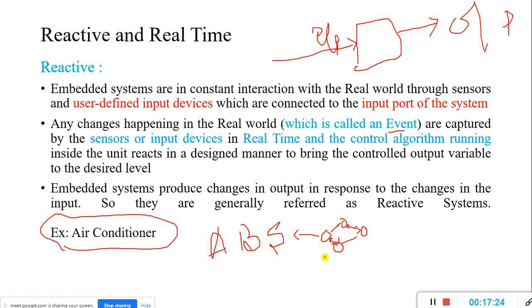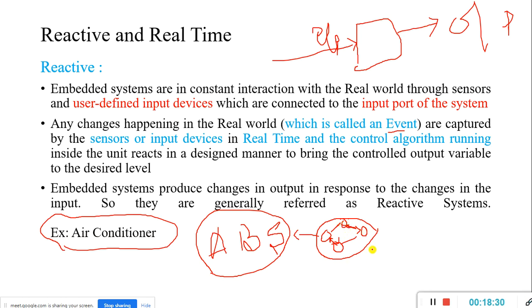Now what should be done? Even if the driver applied the brake, the job of the ABS is to release the pressure in the oil. What happens if I release the pressure in the oil? Due to the pressure, the tires got locked. After releasing that pressure, the oil comes back from the wheel, and the wheel starts rotating again. This is how it automatically controls, and effectively the speed of the vehicle is also reduced. Since the driver has not released the brake, after some time it once again applies the pressure in the oil, holds the wheels, then releases the oil, then applies the pressure again.